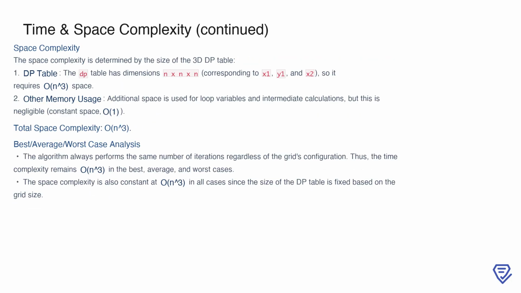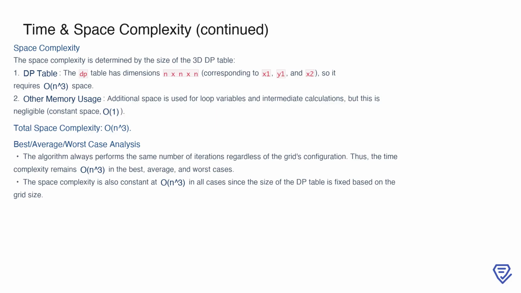Now, let's analyze the space complexity. The primary contributor to space usage is the 3D dp table, which has dimensions n x n x n corresponding to the possible values of x1, y1, and x2. This results in a space requirement of O(n³). Apart from the dp table, the algorithm uses additional space for loop variables and intermediate calculations, but this is minimal and classified as O(1). Therefore, the total space complexity is dominated by the dp table, making it O(n³).